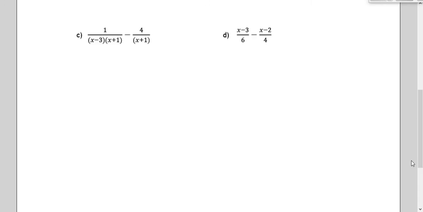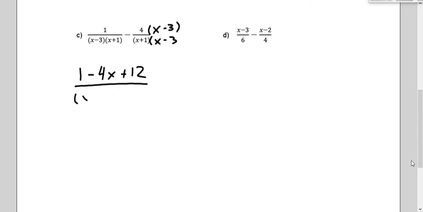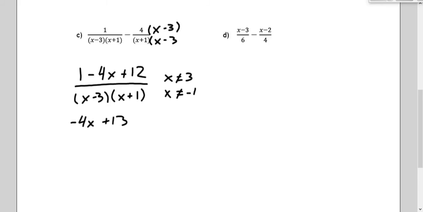Next set. It's very clear to see in this one that we are missing an x minus 3. So this becomes 1 minus 4x plus 12 all over x minus 3 multiplied by x plus 1. X cannot equal 3. X cannot equal negative 1. So this leaves me with negative 4x plus 13, and that can't be factored anymore. There's nothing that I can cancel out in the denominator, so I don't really care.